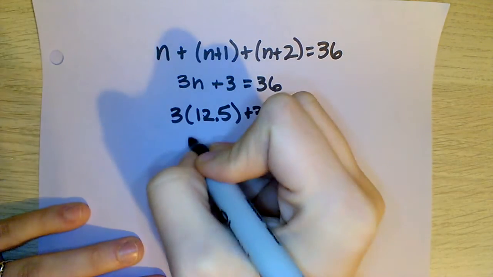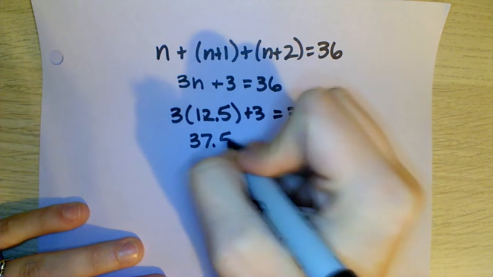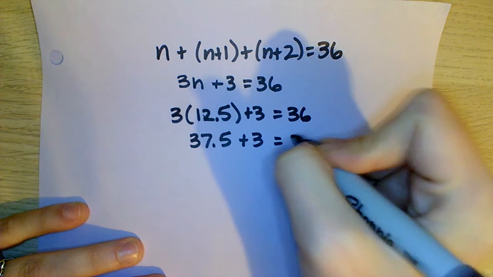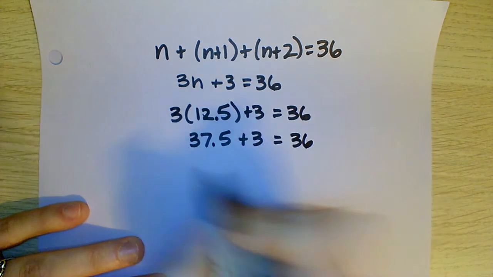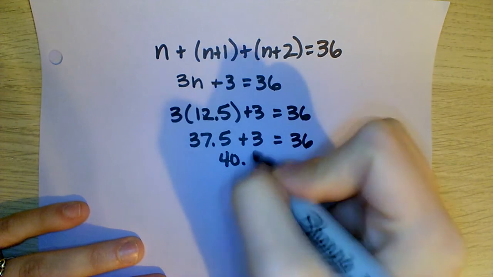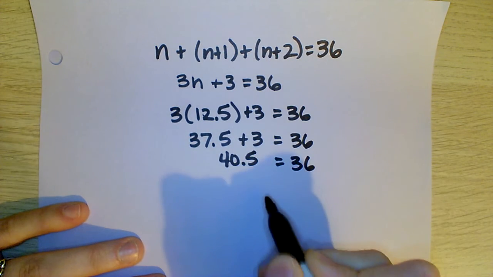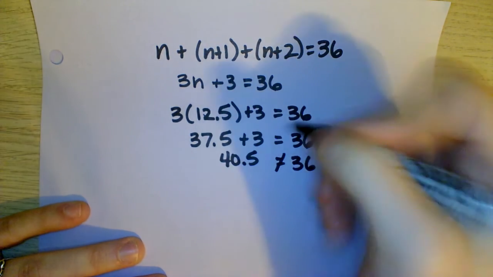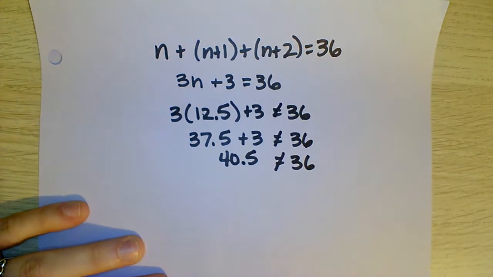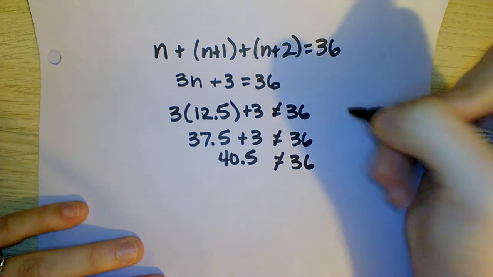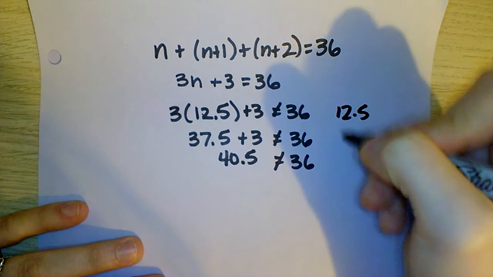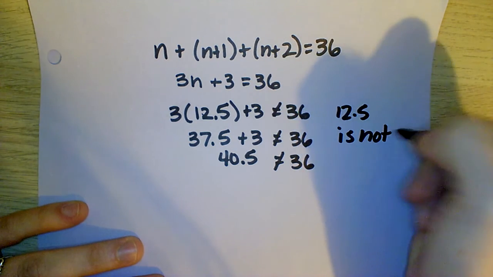Okay, and this comes out to 37.5. And this is 40.5. Are those actually equal? No. So we're going to go through and say, no, those were not equal. And so then over here we can write 12.5 is not a solution.